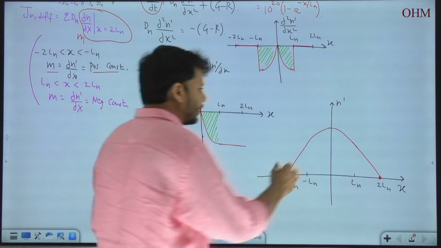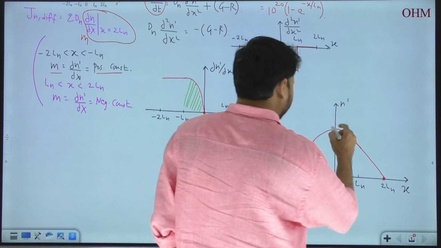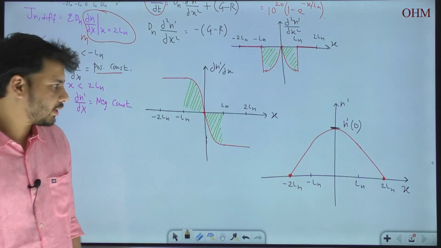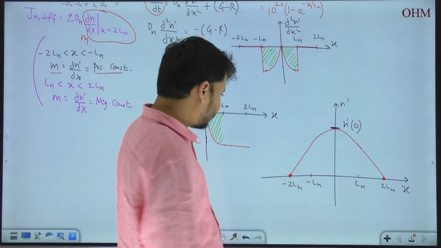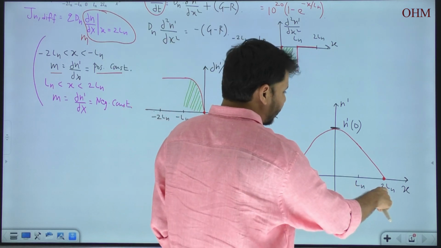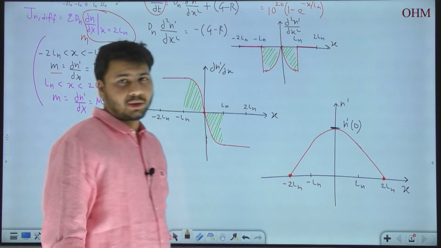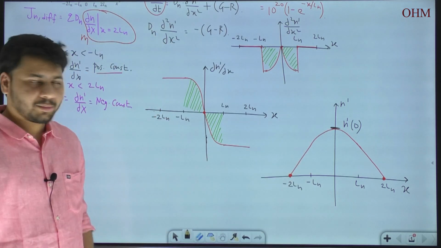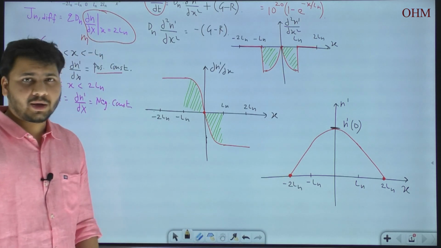In fact, if you want, we can find what exactly is this value n prime of 0, but that is not really required. We can also derive an expression for this complete curve. Between minus 2 ln and minus ln, is it not linear? Again, from ln to 2 ln, it is linear. And between minus ln and plus ln, it is kind of parabolic. You can get an expression for each of the three segments of this complete curve, which represents the excess minority carrier concentration profile.